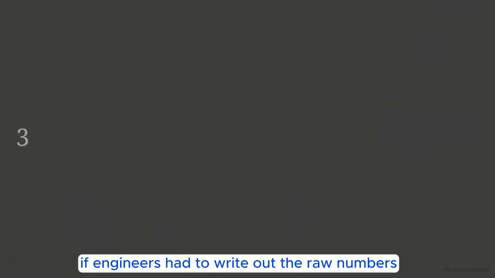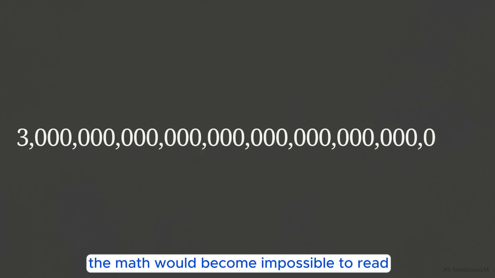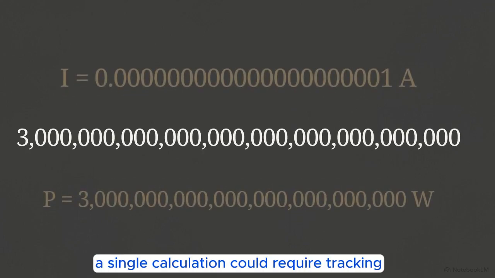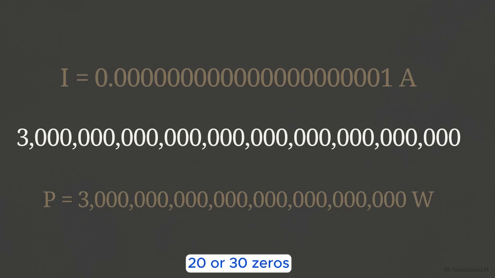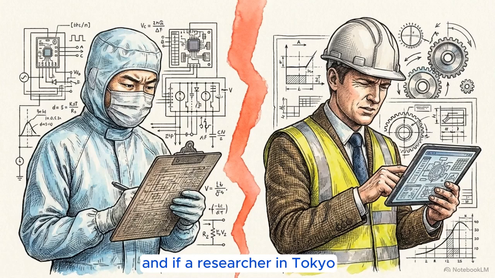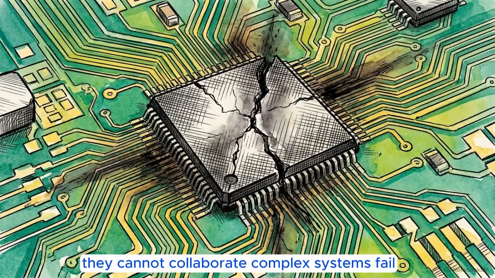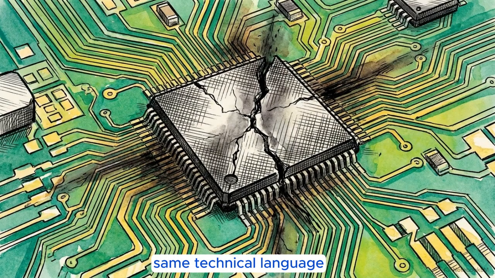If engineers had to write out the raw numbers for every one of these extremes, the math would become impossible to read. A single calculation could require tracking 20 or 30 zeros, turning basic algebra into an error-prone mess. And if a researcher in Tokyo uses a different term for a measurement than an engineer in London, they cannot collaborate. Complex systems fail when people don't speak the exact same technical language.